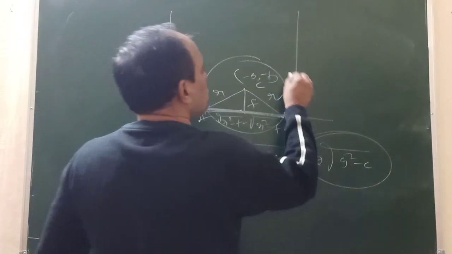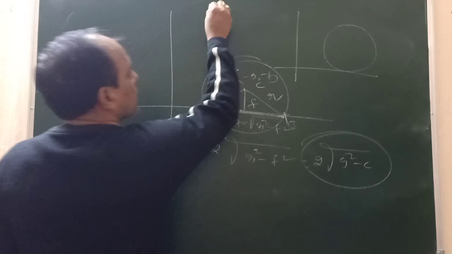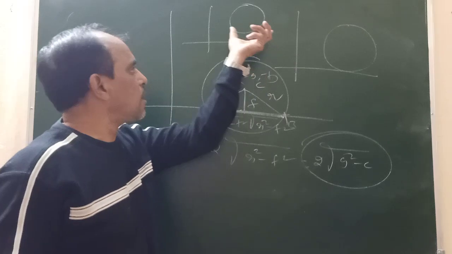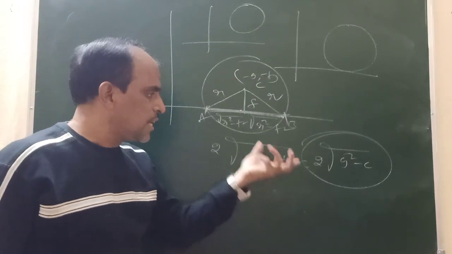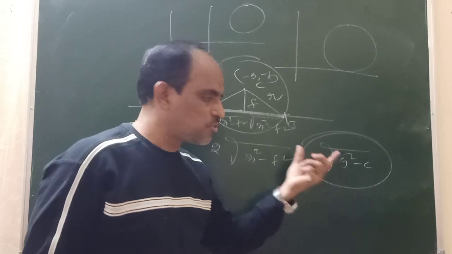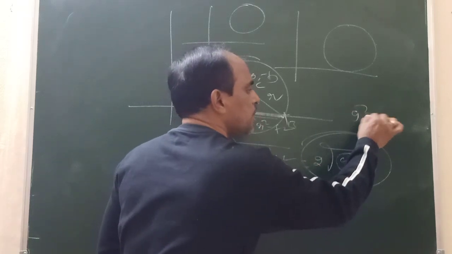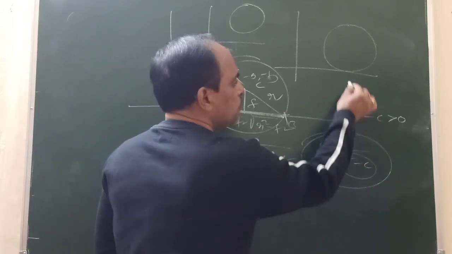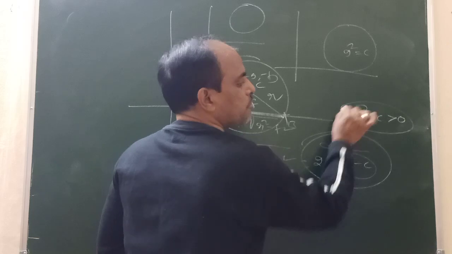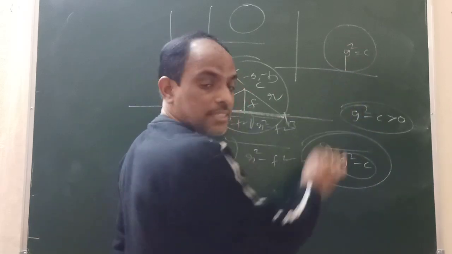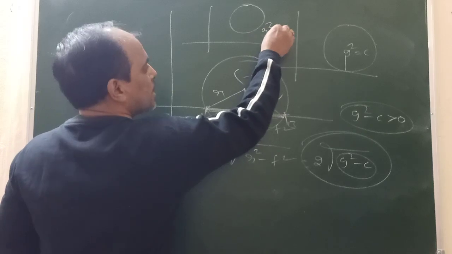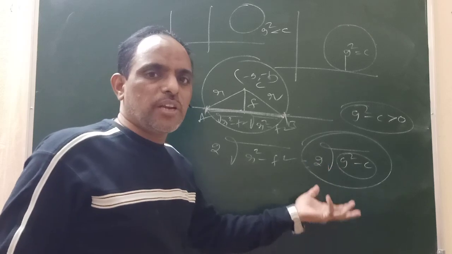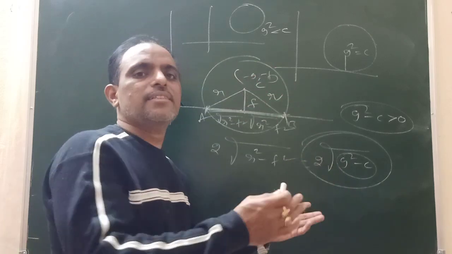You see, there will be three positions, like the circle may be like this, or like this. It may cut the x-axis, touch the x-axis, or neither touch nor intersect the x-axis. From the length of the x-intercept we can say if g square minus c is greater than 0, the circle cuts the x-axis. If it is equal to 0, meaning g square is equal to c, the circle touches the x-axis. If g square is less than c, then g square minus c is negative, so there is no real value, which means the circle neither touches nor intersects the x-axis.